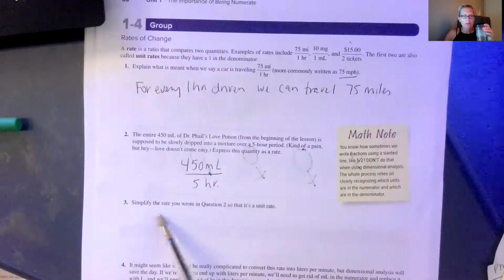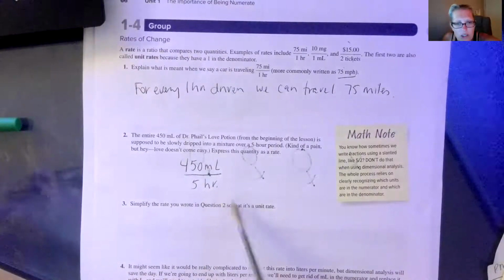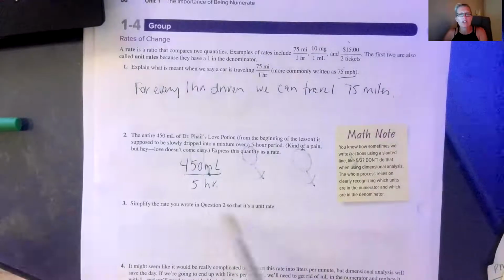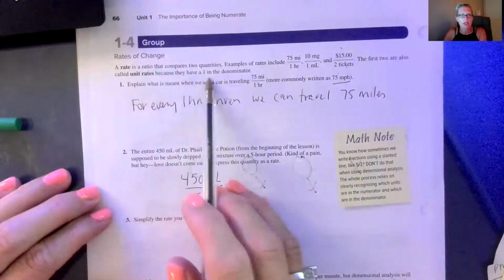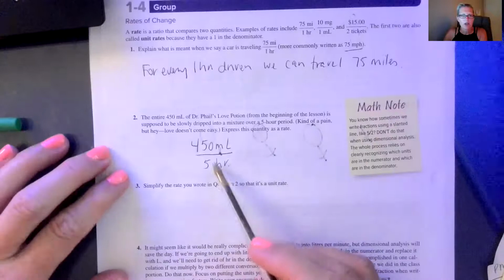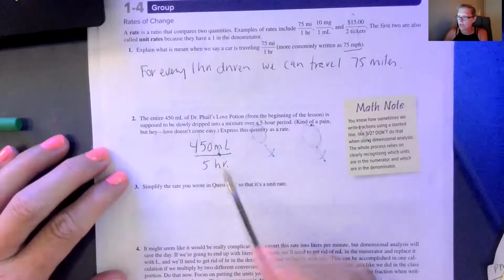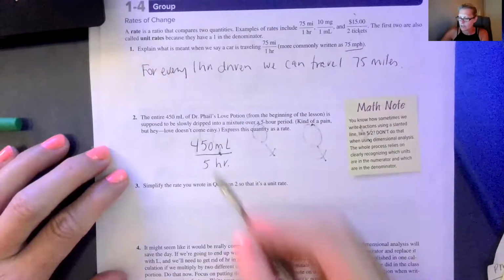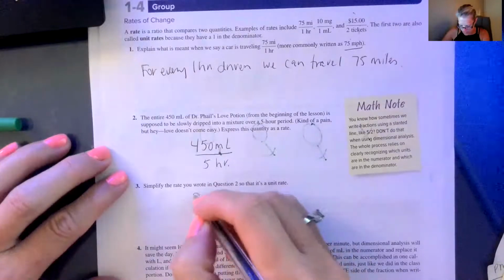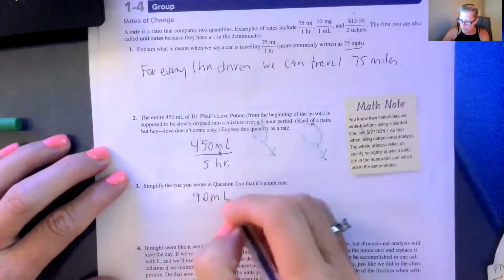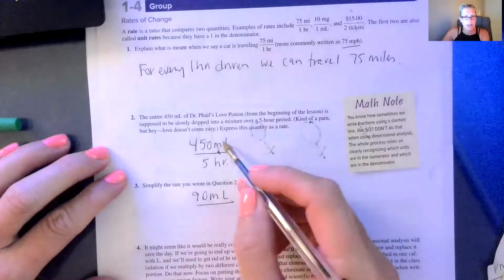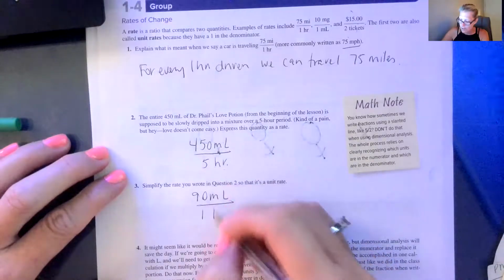Then number 3 says, simplify the rate you wrote in question 2 so that it's a unit rate. A unit rate is when you only have one in the denominator. So to get this to a unit rate, we're going to divide 450 divided by 5, which gives us 90. And our units did not cancel, so it's still milliliters per 1 hour.